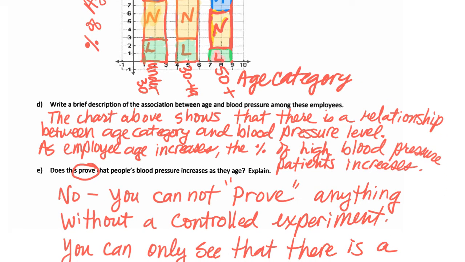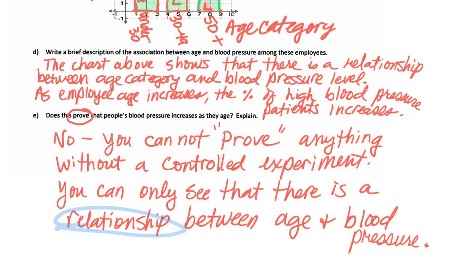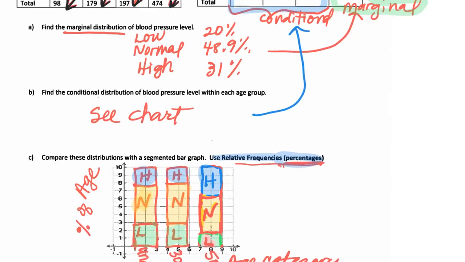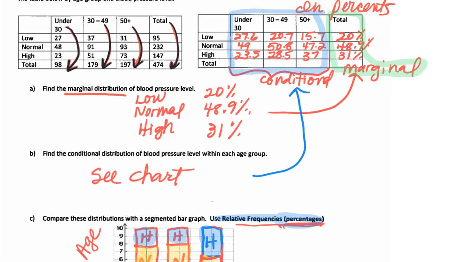And then does this prove that people's blood pressure increases? No, you cannot prove anything without a controlled experiment. Remember, they're just doing basically an observational study here where they are taking a look at the material. You can only see that there is a relationship between age and blood pressure. So there's a correlation, not a causation. I can't say that age causes a particular blood pressure. All right, so I think that is all of the going over of the chapters 2 and 3 homework key.